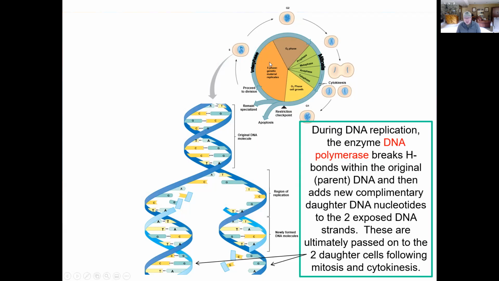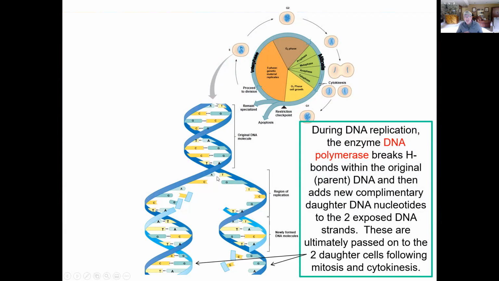So let's take a closer look at the S phase of interphase, which is when the DNA replicates. Here we have the original parent DNA shown with the C opposite G and A opposite T rules. As this DNA becomes replicated, the cell utilizes a special enzyme that I've noted here in red called DNA polymerase. It comes into the molecule at a particular site, and it begins to break the hydrogen bonds between the nitrogenous bases.